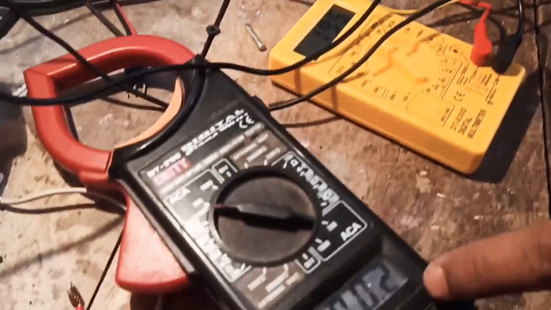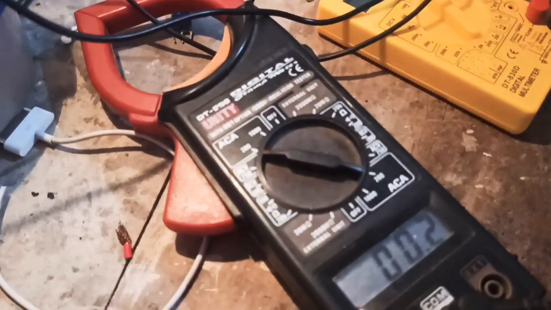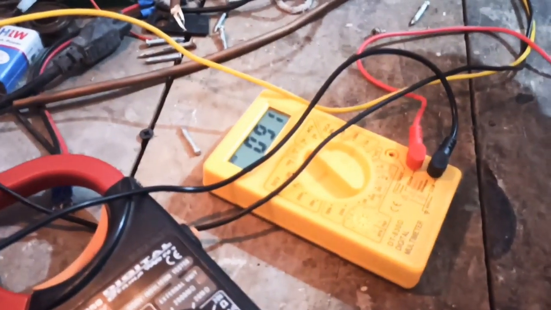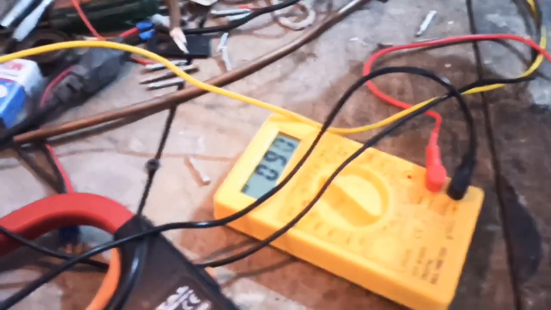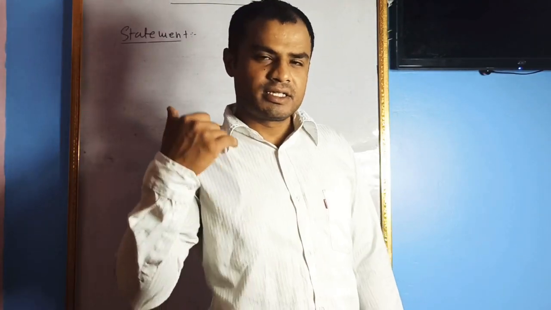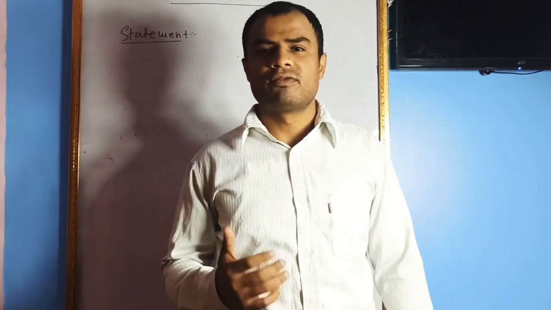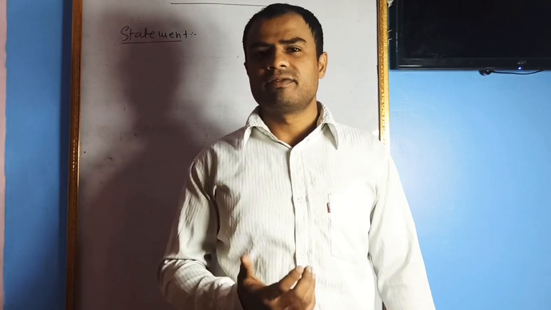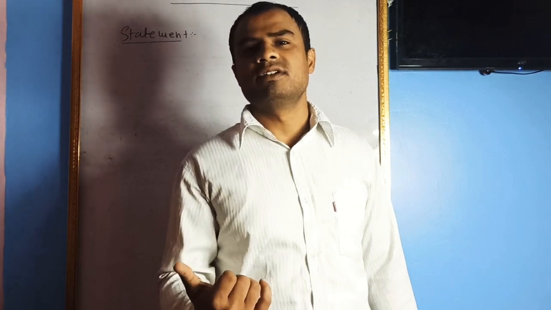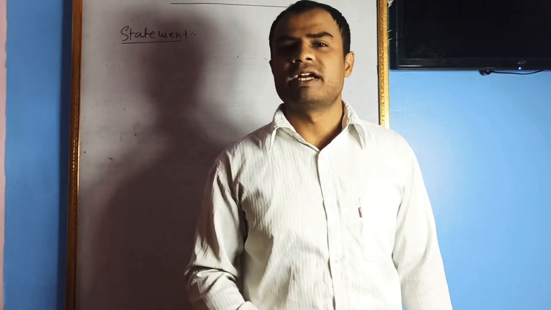Now look at this meter. It decreases the value of current. At 92 or nearly 100 volts, the value of current is extremely less. Everyone, so here we prove Ohm's law by getting different values of current under different values of voltage. As we increase the value of voltage, the value of current increases, and as we decrease the value of voltage, the value of current decreases.